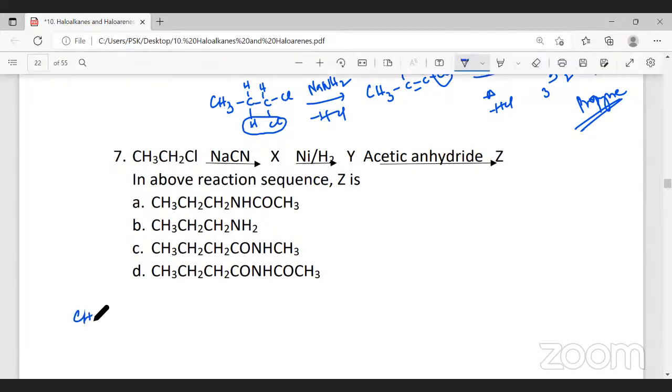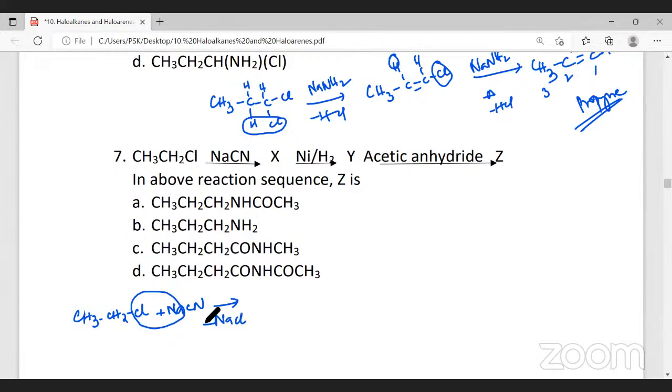Now CH3CH2Cl is ethyl chloride. When this is allowed to react with sodium cyanide, Na and Cl get eliminated as NaCl. In place of chlorine, cyanide goes. So you get CH3CH2CN. This is X. Now this is allowed to react with nickel in the presence of hydrogen gas. Whenever nickel is used as a catalyst with hydrogen, the process is called hydrogenation.